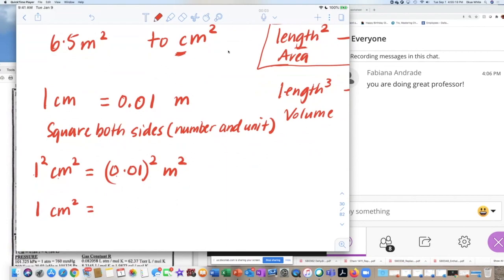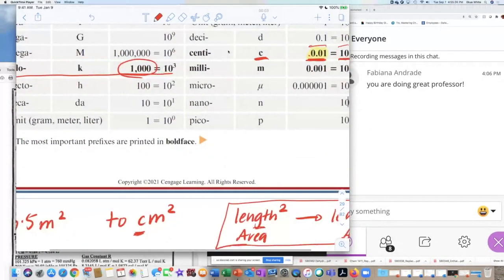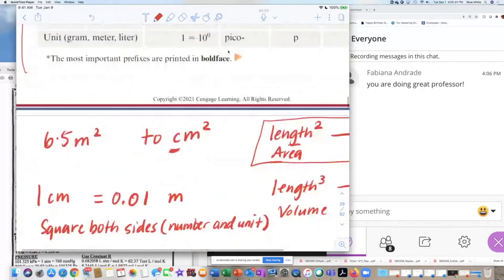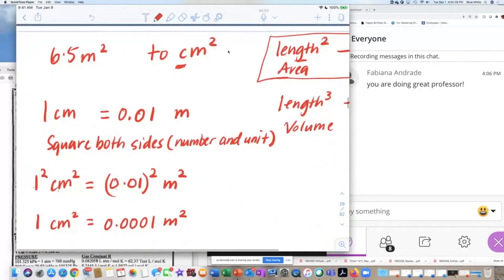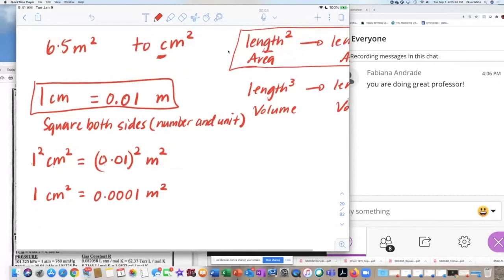0.01 squared is equal to 0.0001 meters squared. So it's very important that you get the right metric prefix from up here, right? I checked and I found out the centi was 0.01 of whatever it's put in front of. So yeah, square that. So I took the conversion I had from the table, this one here, and I made my own. This one. So now that I have the one I made, I can solve it.